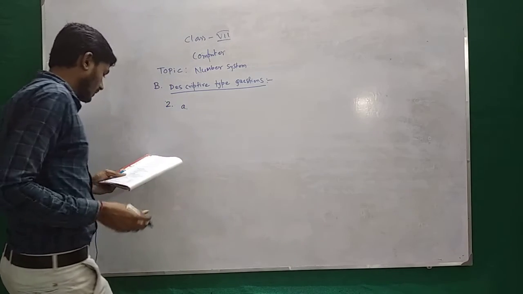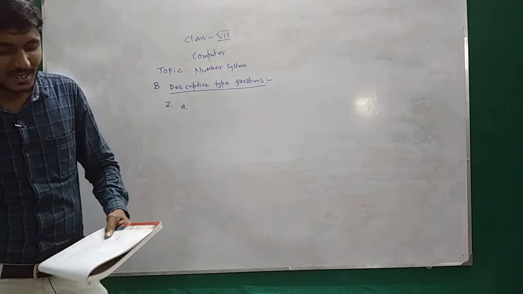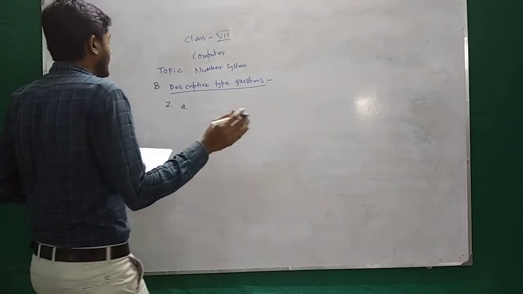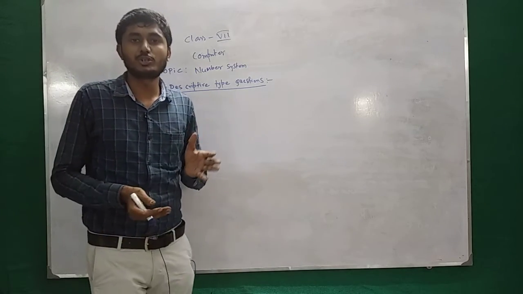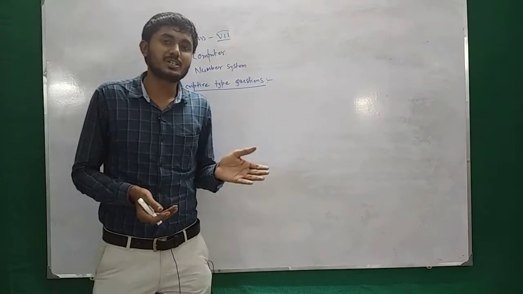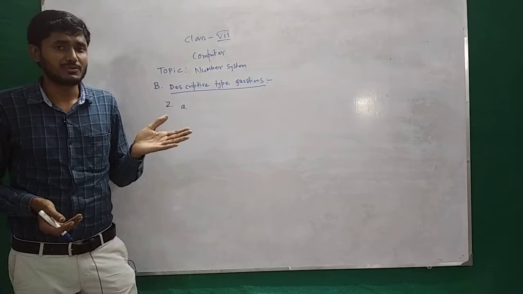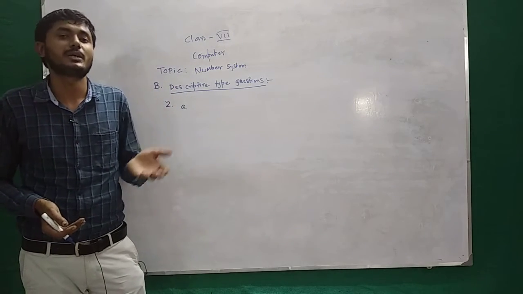Answer the following. What is the significance of binary numbers? Next, what is the actual significance of binary numbers? So we know that very well. The number system is basically divided into two types, positional number system and non-positional number system. Positional number systems are basically divided into four types: binary number system, octal number system, decimal number system and hexadecimal number system.